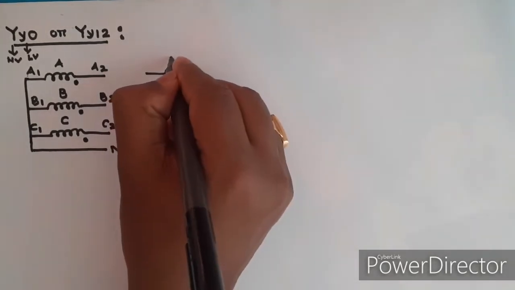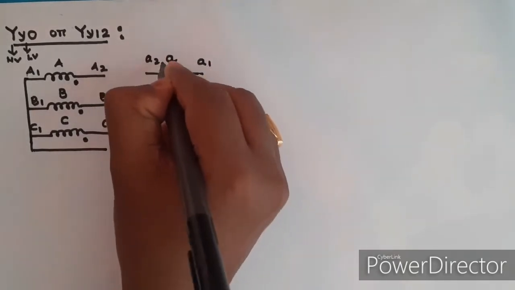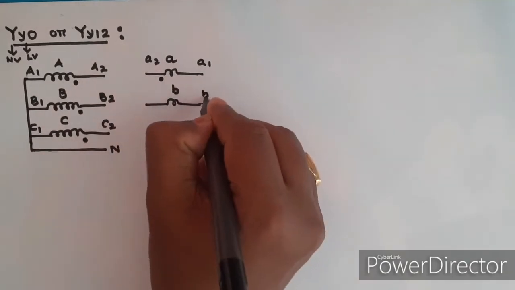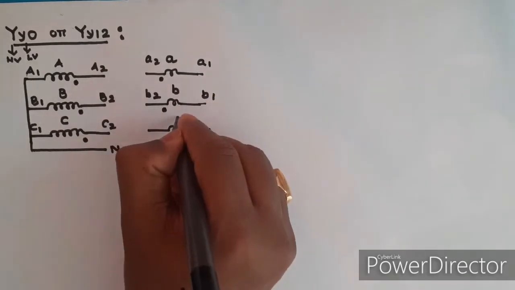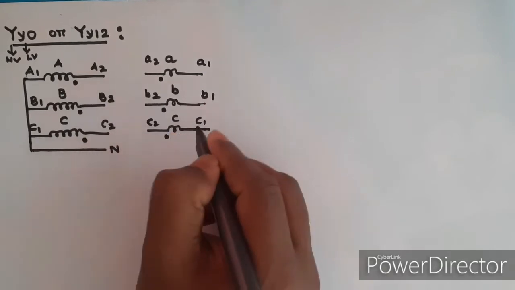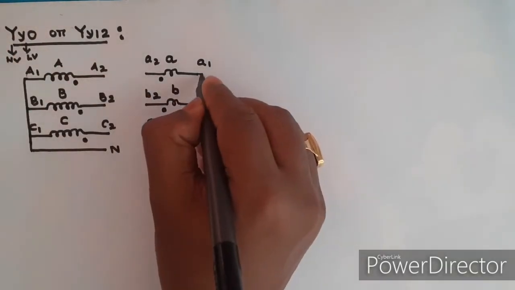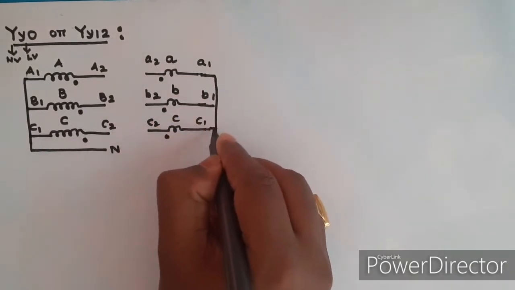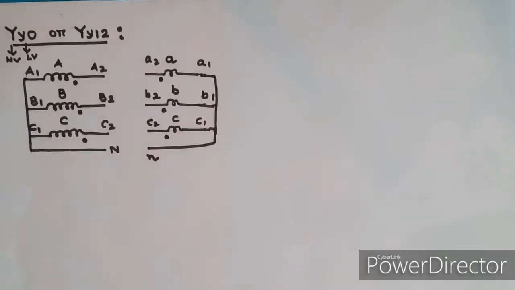This is the low voltage A phase, A1, A2, end of winding dotted. B phase, B1, B2, end of winding dotted. C phase, C1, C2, end of winding dotted. Again for star connection, here A1, B1 and C1 will be shorted and the neutral point is taken from here.